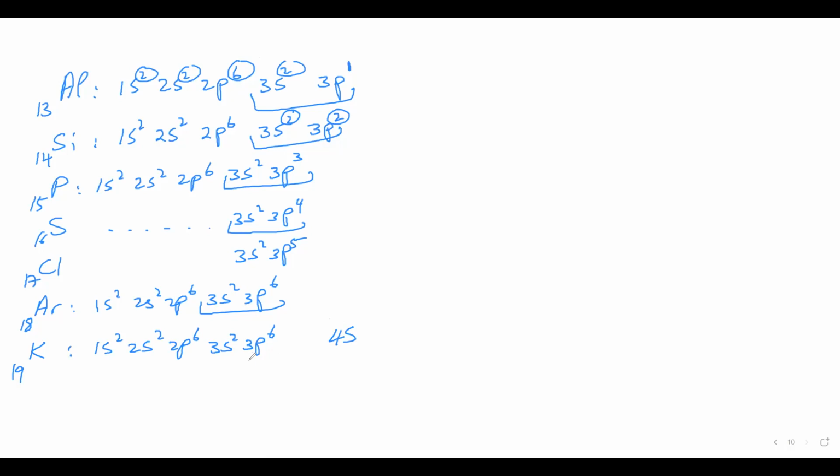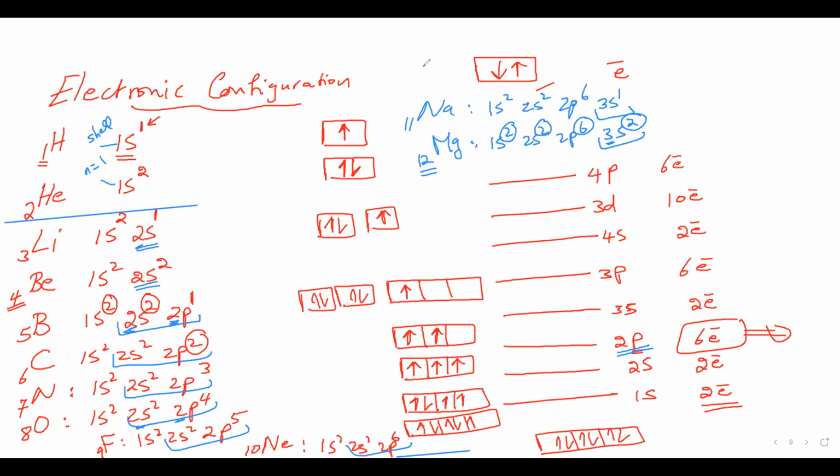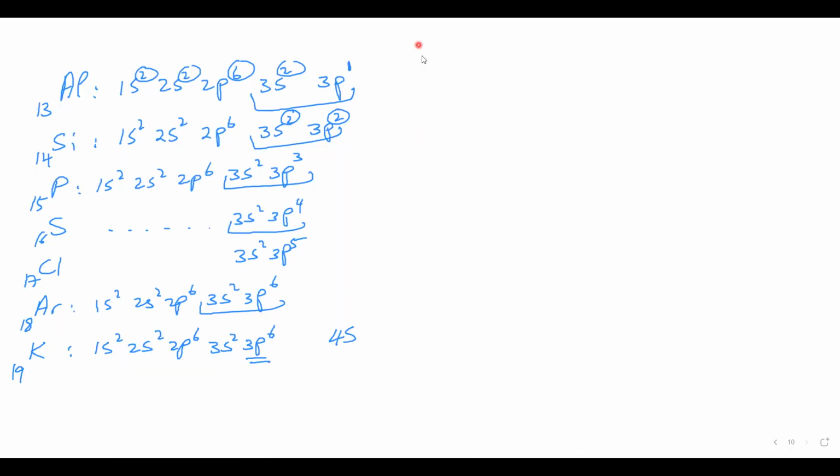So after we completed the p subshell with its 6 electrons, the subshell that is going to be filled after the 3p is the 4s. This is our rule, to fill the 4s before the 3d. And that's why here we are going to fill the 4s with 1 electron. Okay, and then after potassium comes calcium, which is 20, and we say 1s2, 2s2, 2p6, 3s2, 3p6, and then we fill the 4s with 2 electrons, and we didn't fill the 3d yet.